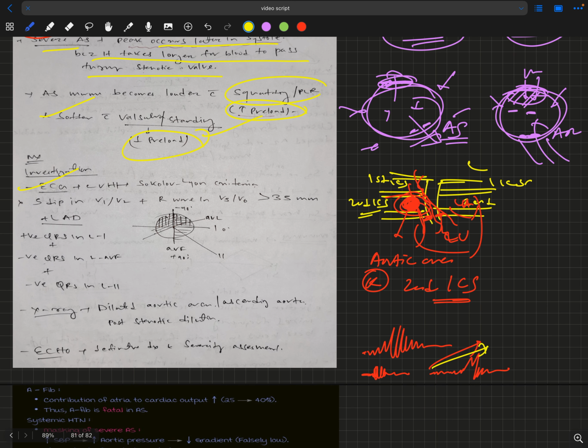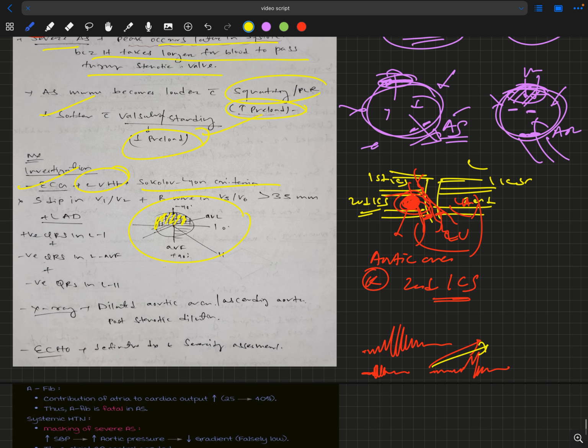Investigation, we can do ECG. We can see LVH. LVH is diagnosed by the Sokolow-Lyon criteria. For the Sokolow-Lyon criteria, we have to see if there is left axis deviation or not. Left axis deviation is this: there is negative QRS in aVF, negative QRS in lead 2 and positive QRS in lead 1.